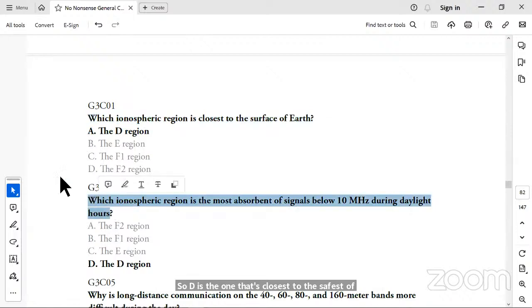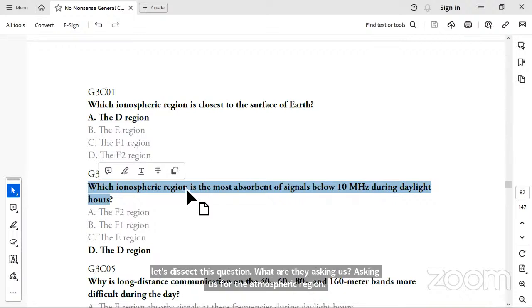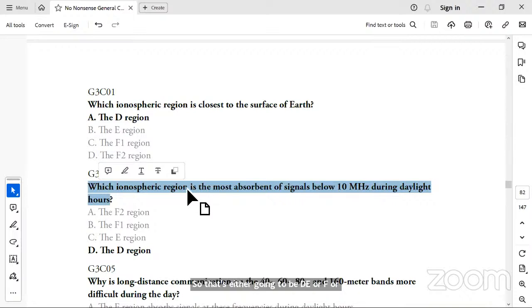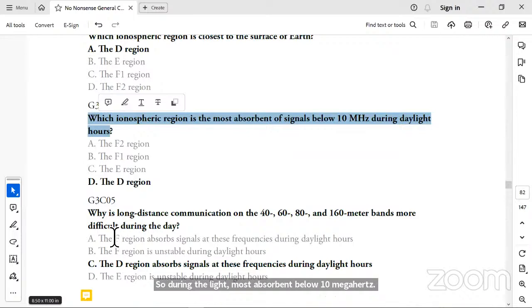Which ionospheric region is the most absorbent of signals below 10 megahertz during daylight hours? So let's dissect this question. What are they asking us? They're asking us for the ionospheric region. So that's either going to be D, E, or F, or D, E, F1, F2. Which is the most absorbent of signals below 10 megahertz during the daylight hours? During daylight, most absorbent below 10 megahertz, the D region.